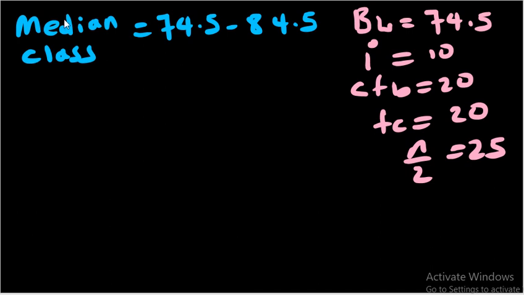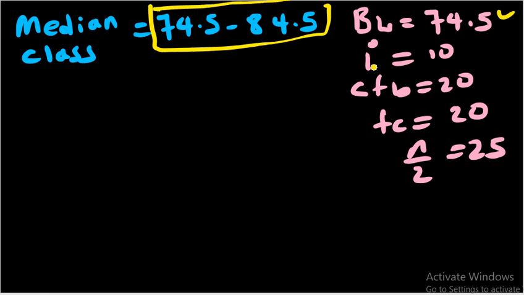Okay, therefore what are the given? Let us bring them here. So the median class will be the third class, here it is, 74.5 until 84.5, and the lower class boundary 74.5, and the interval is the gap, which is 10, and the cumulative frequency of the class before, we read it from the table, that is 20, and frequency of the class also 20, and n over 2 is 25. Now let us state the formula and let us do it.